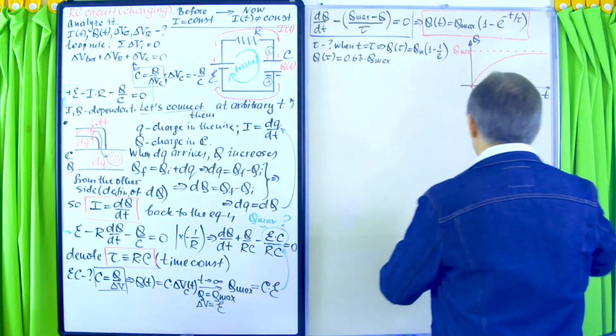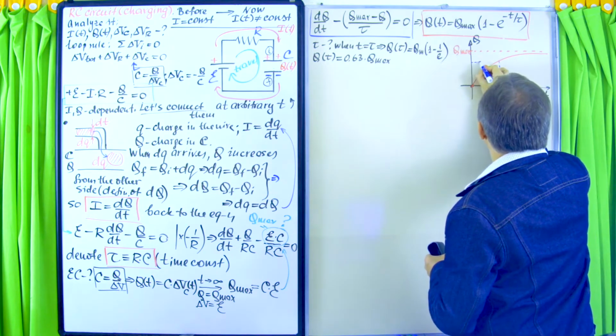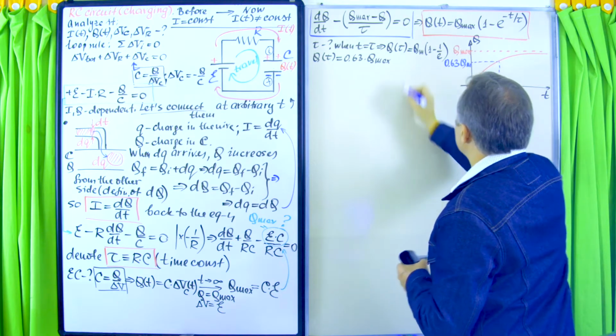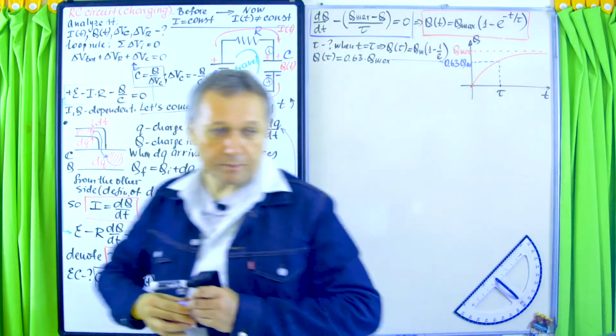So now let me show that. And this point is 0.63 Q max. Right, so okay, let me show that. It's that. So that's the meaning.